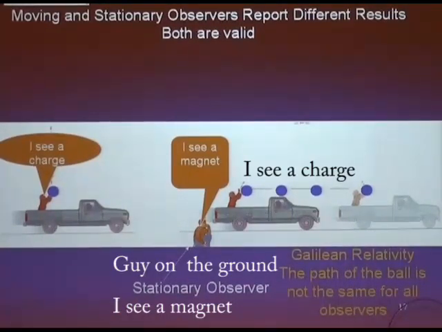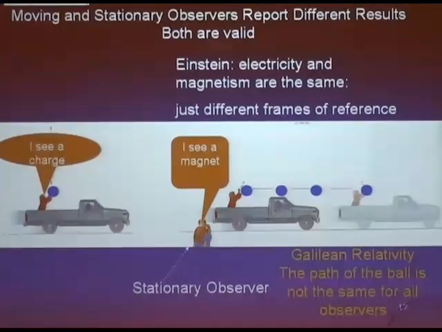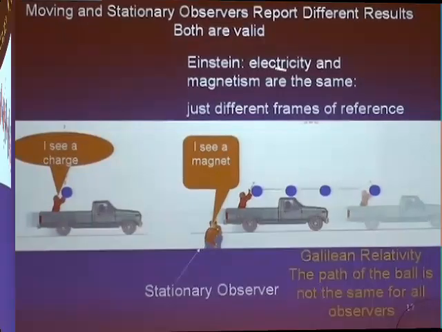In the same way, electricity and magnetism are two facets of the same thing. It's just that in one case, you're moving. So that was Einstein's great discovery, that electricity and magnetism are the same. We just have different frames of reference.